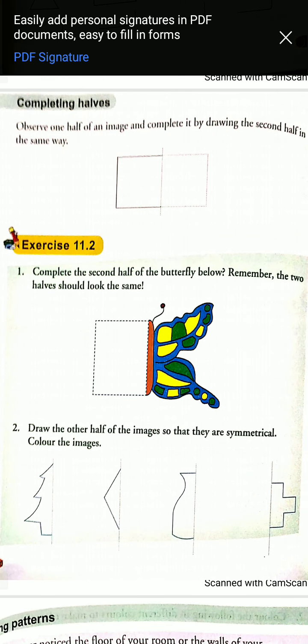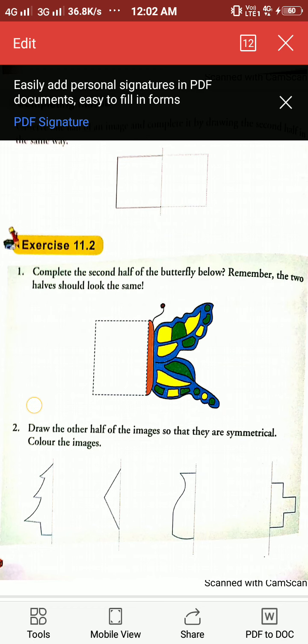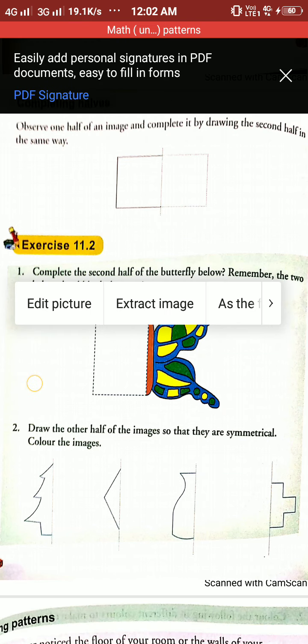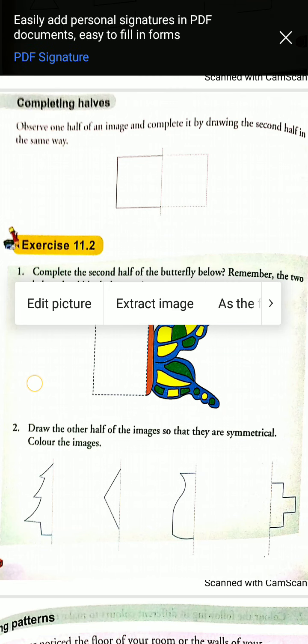Now students, exercise 11.2. Exercise 11.2. You have to draw this yourself. It's a very interesting exercise. Just a drawing book. Observe one half. In this exercise, you can do one thing. Observe one half of an image. They have given images, and complete it by drawing the second half in the same way.